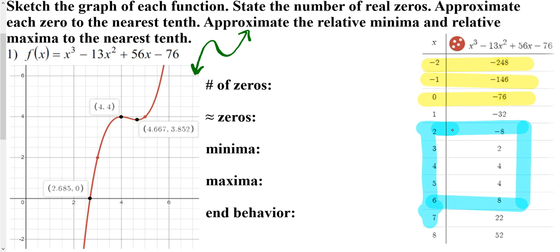So plot those points, and then you can see in Desmos you would get this. And then once again, I went ahead and clicked where it's crossing the x-axis, so it showed me the coordinates at that point.